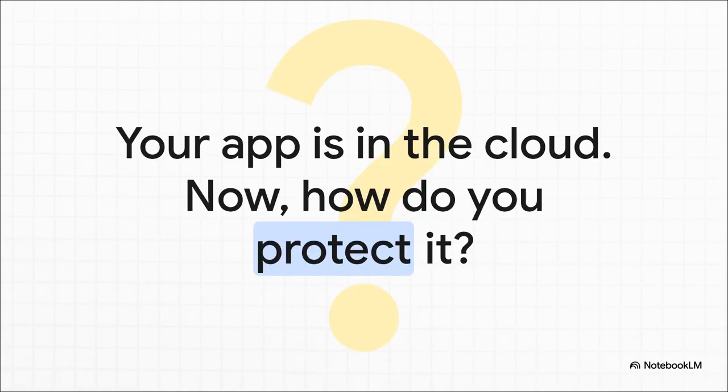So picture this. You've done all the hard work, right? Your app is coded, it's up and running on AWS, but then that little voice in your head starts asking, okay, so how do I actually protect this thing? How do you keep the bad guys out? It can seem like a huge, complicated problem, but honestly, it all boils down to two fundamental questions.